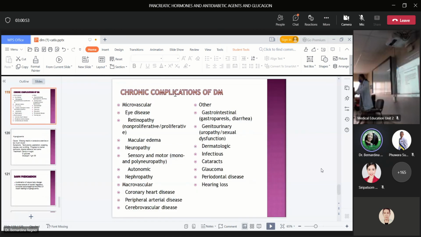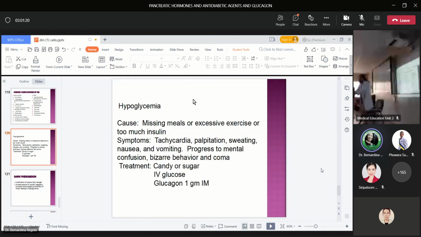Oh, chronic complications of diabetes mellitus, you know this already: microvascular, the eye, sensory, kidneys, coronary heart disease, peripheral arterial disease, cerebrovascular accidents, gastroparesis, uropathy, dermatologic, infectious, cataracts, glaucoma, then hearing loss. Okay, hypoglycemia, the cause is missing the meals, symptoms: tachycardia, palpitation, and sweating.